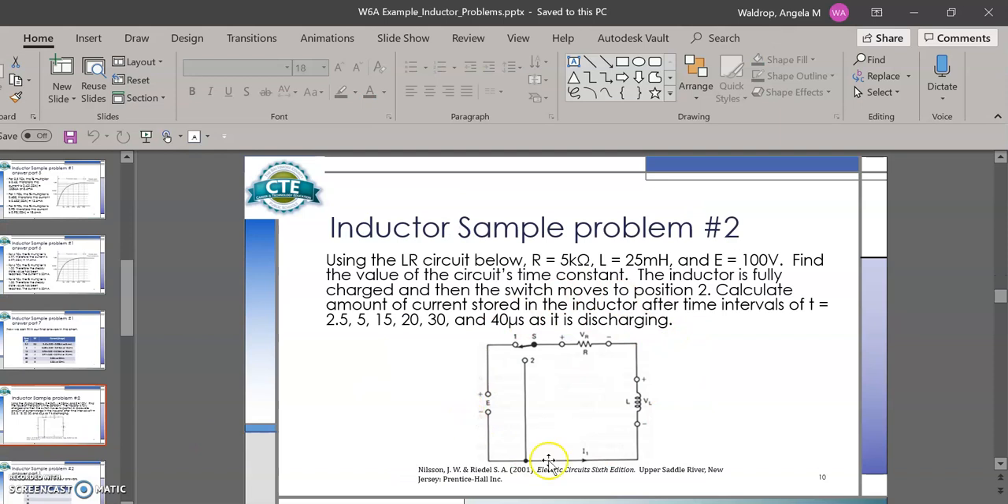Now we're going to look at a discharge problem. Here, we're going to take a very similar circuit, but in this case, we're going to switch it to 2, so that we can actually do a discharge problem. So here, steady state value has been reached, 0.02, and then we want to figure out what it's doing at these times, 2.5, 5, 15, 20, 30, and 40 microseconds as it's discharging.